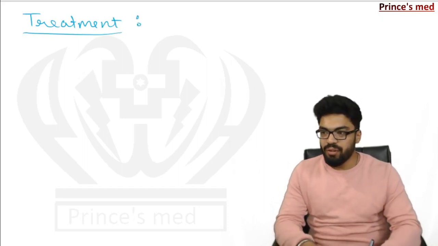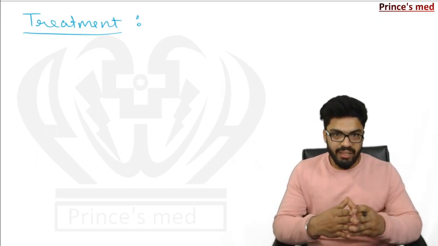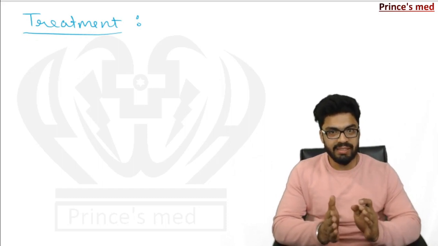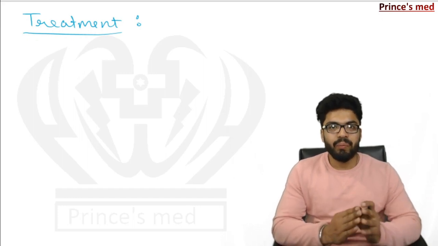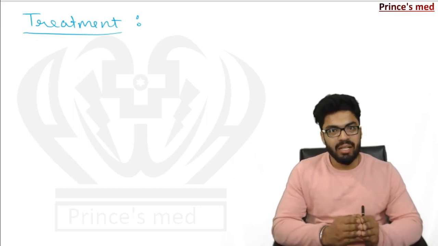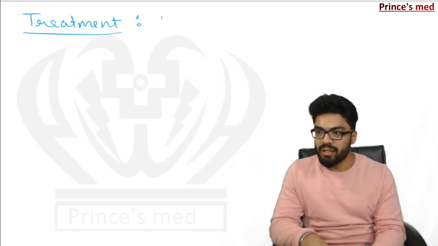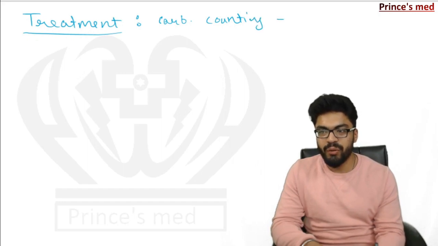Treatment, that is, first of all we will count the carbohydrate the person is taking, and according to it, first of all we will decrease some of the level of carbohydrate if he is taking more, and according to the level we will give proportion of insulin. Okay, so first of all carbohydrate counting, then give insulin proportional to it.